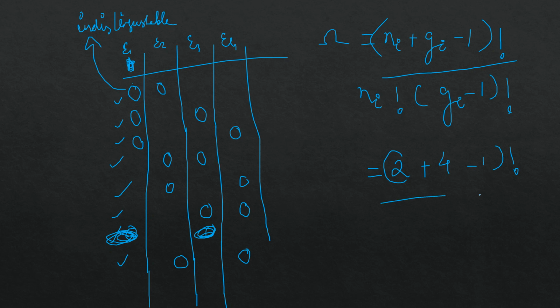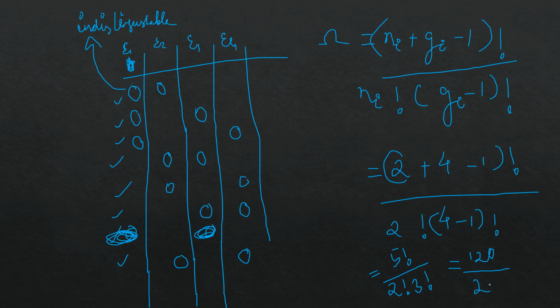So it becomes (2 plus 4 minus 1), that is 5 factorial, divided by 2 factorial into 3 factorial. 5 factorial is 120, divided by 2 into 3 factorial, which is 12. So 120 by 12, the answer is 10. So 10 is the number of microstates in which these particles can be arranged. This is through the formula.